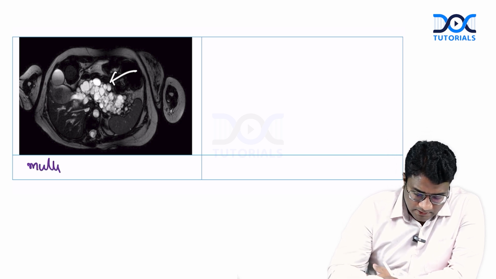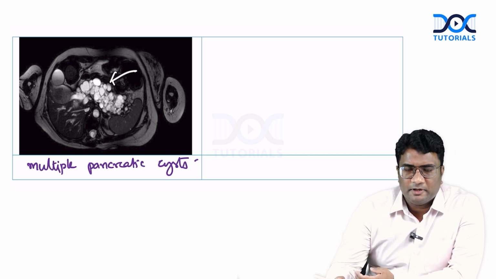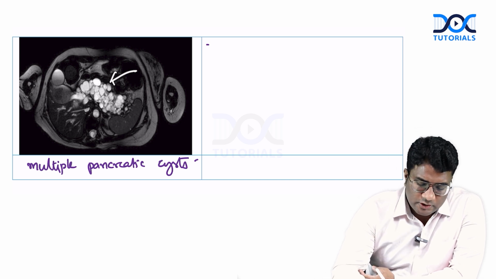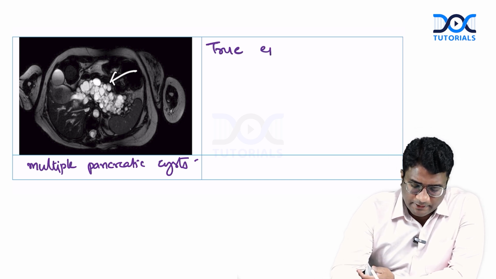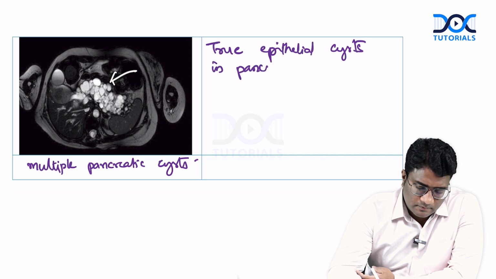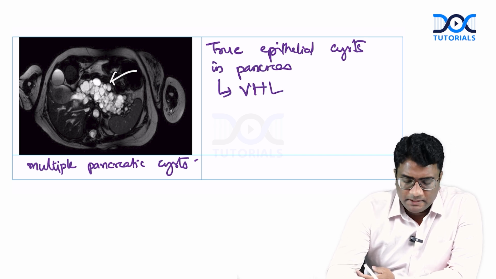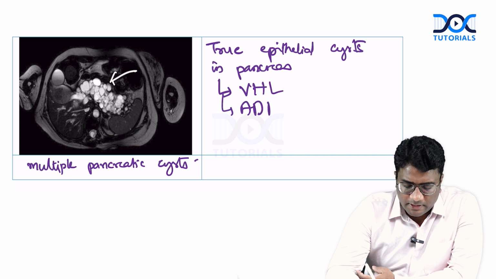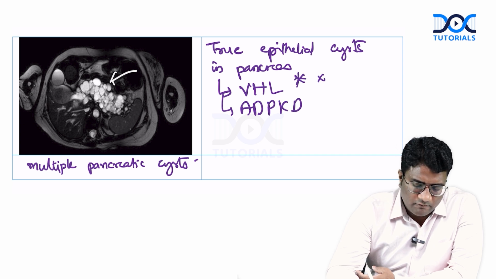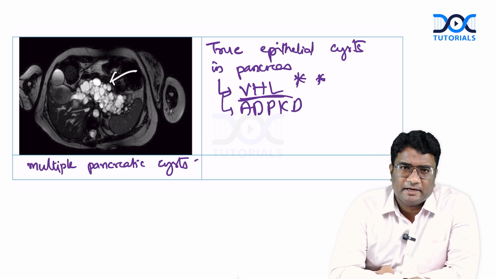If you see multiple cysts in the pancreas, these are multiple pancreatic cysts, right. So, on MRCP you are seeing multiple pancreatic cysts. Such true epithelial cysts in the pancreas, you think of von Hippel-Lindau syndrome. This can be seen with ADPKD, but commonly think of von Hippel-Lindau syndrome. Von Hippel-Lindau syndrome will have multiple cysts in the pancreas.